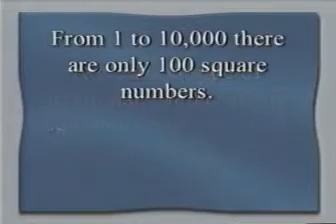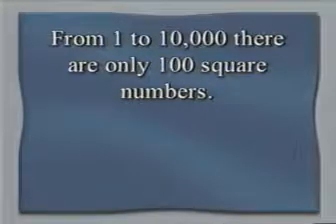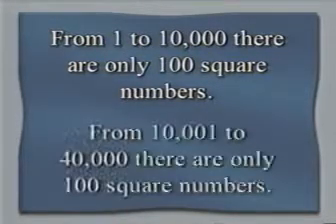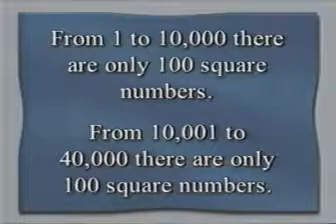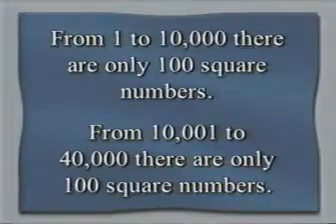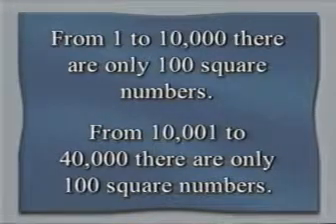It is interesting to note that from 1 through 10,000, there are only 100 square numbers. That is, 1 squared is 1, 2 squared is 4, up to 100 squared, which is 10,000. From 10,001 to 40,000, there are only 100 square numbers. That's 101 squared through 200 squared.